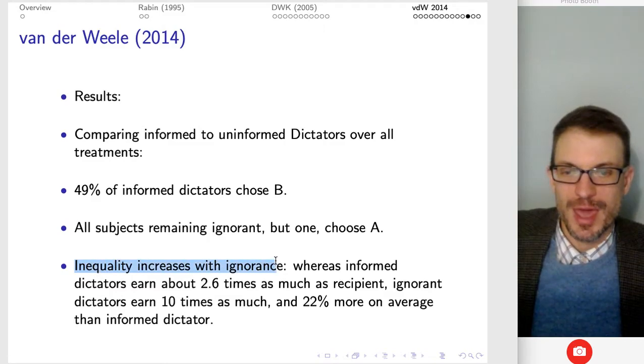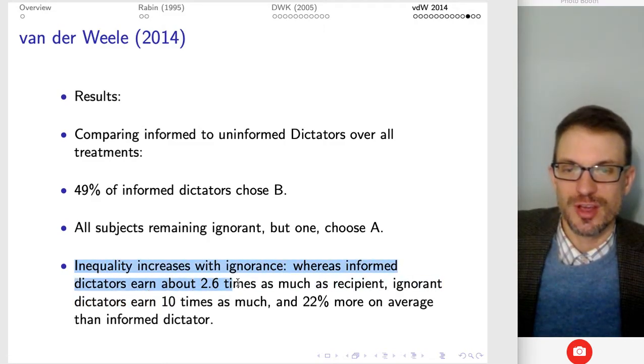Interestingly, in terms of the payoffs, inequality increases with ignorance, whereas the informed dictators earned about 2.6% as much as the recipient. The ignorant dictators earned 10 times as much, 22% on average more than the informed dictator.